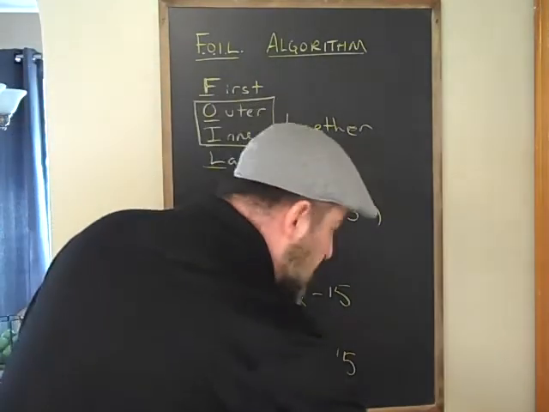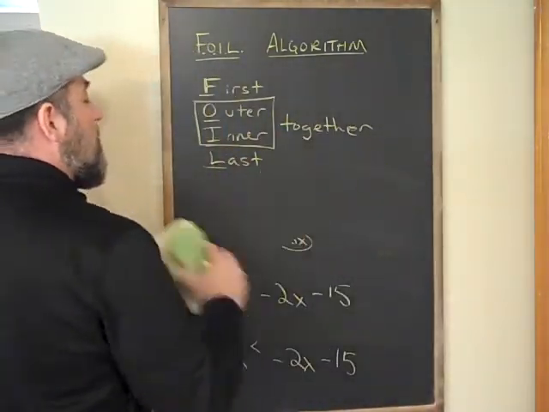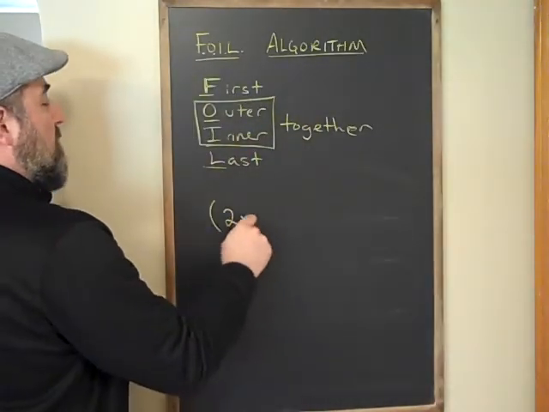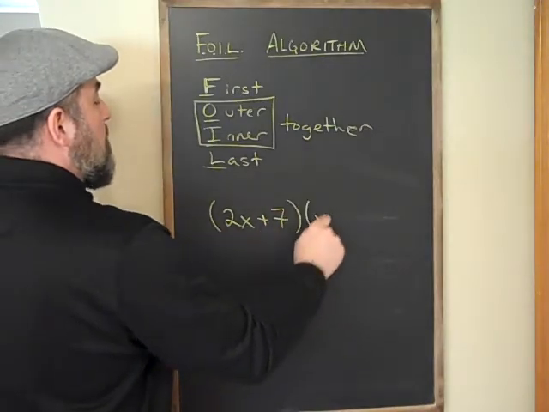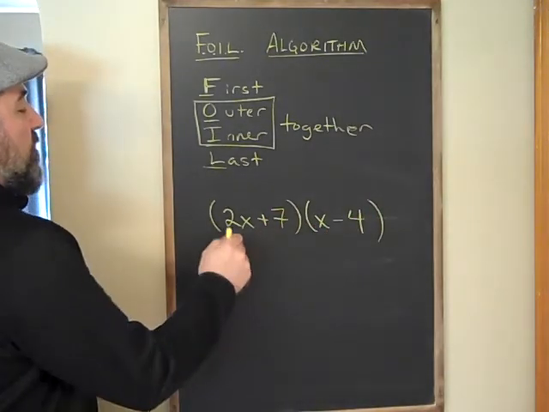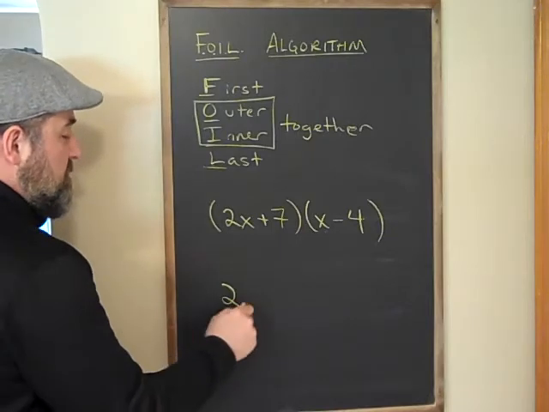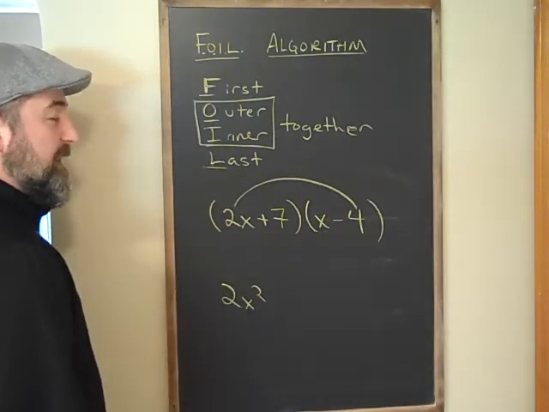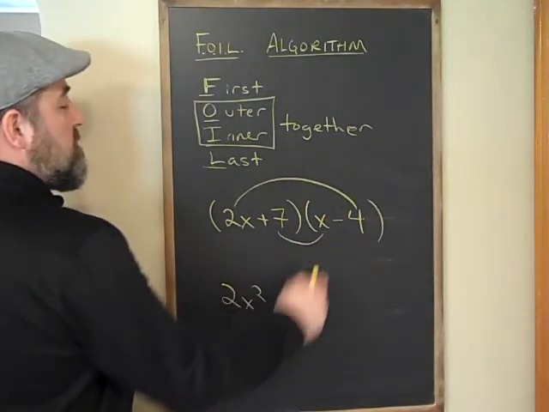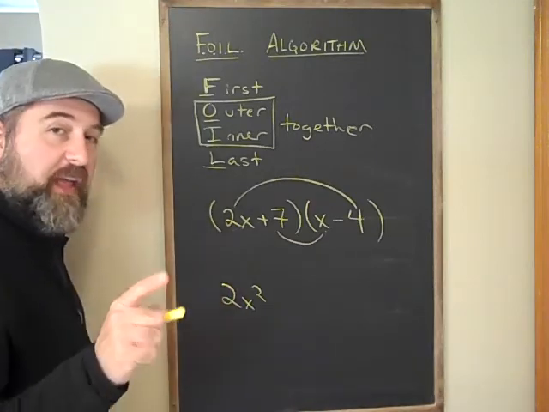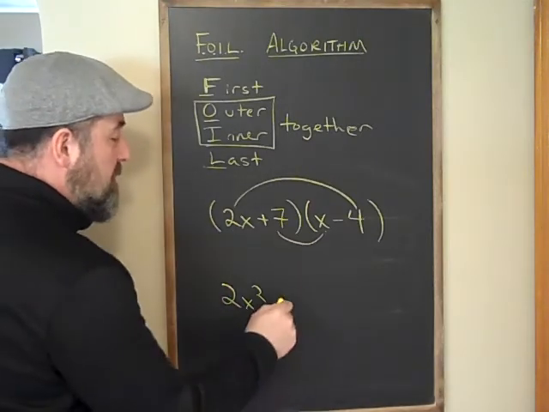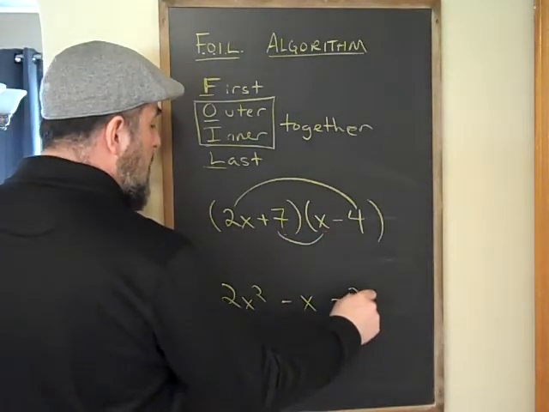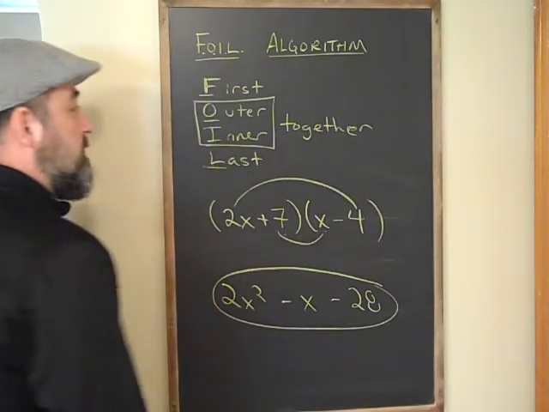So in reality, if I'm asked to multiply two binomials, say take 2x plus 7 and multiply it by x minus 4. First times first, 2x times x, 2x squared. Outers and inners. Our outers are going to make a negative 8x. Our inners are going to make a positive 7x. Negative 8x, positive 7x makes a negative x. And our last times our last makes a negative 28. And you can just jump straight to the answer.